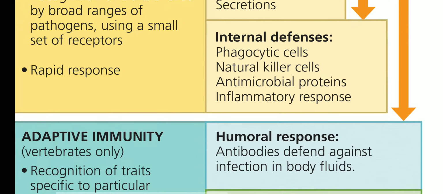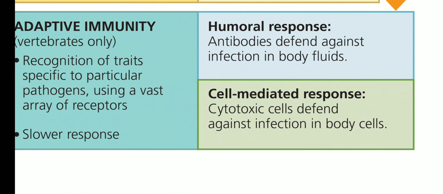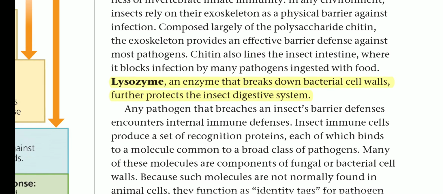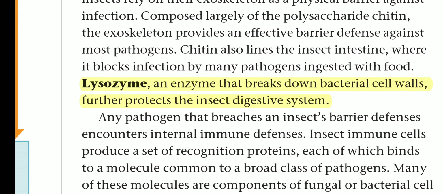In adaptive immunity, there is a humoral and a cell-mediated response. In the humoral response, the antibodies defend against infection in the body fluids. In the cell-mediated response, the cytotoxic cells defend against infection in the body cells. We'll discuss this in the coming slides.